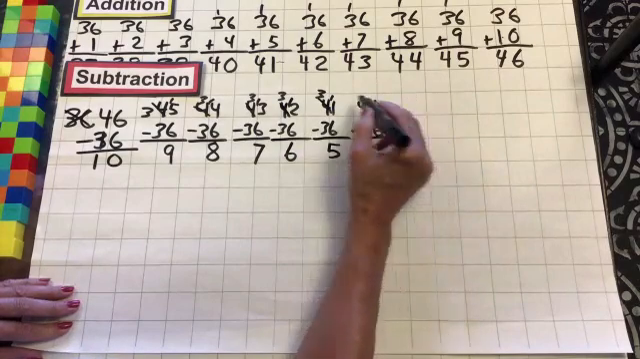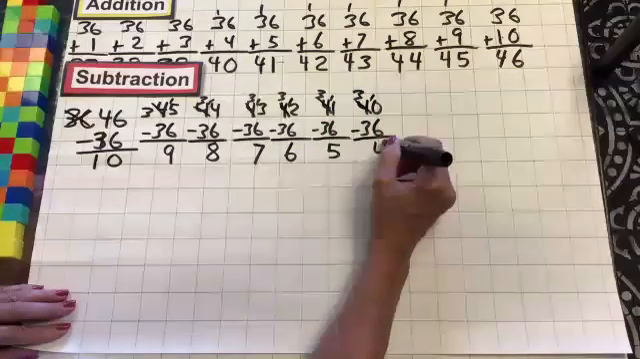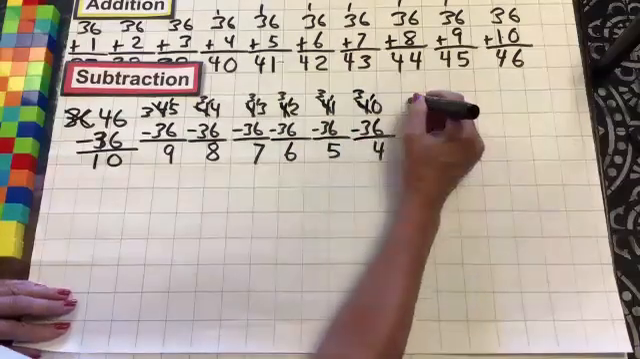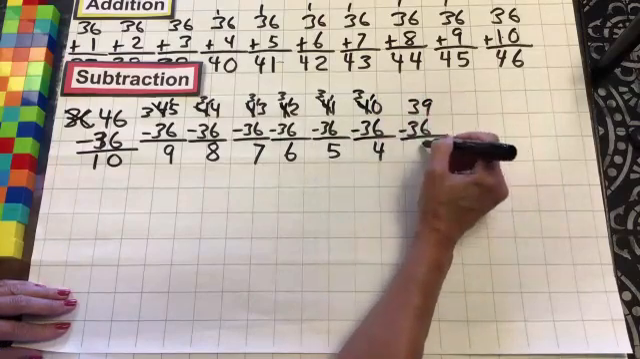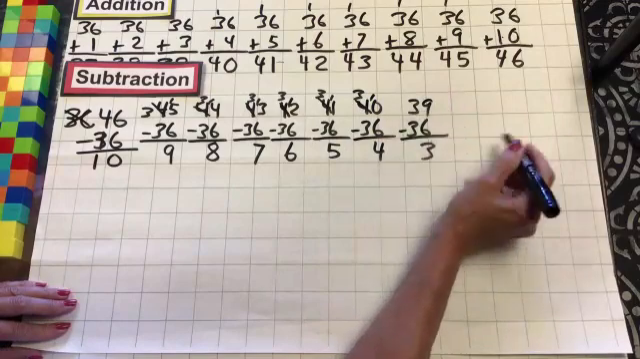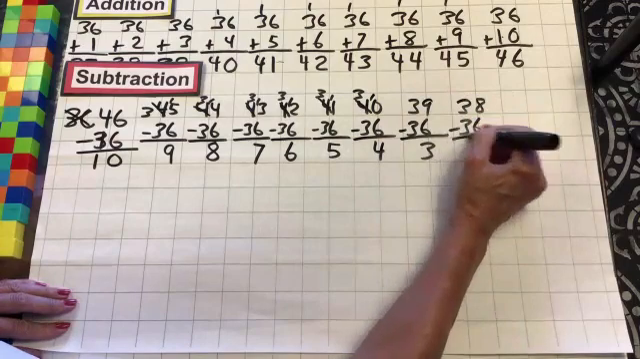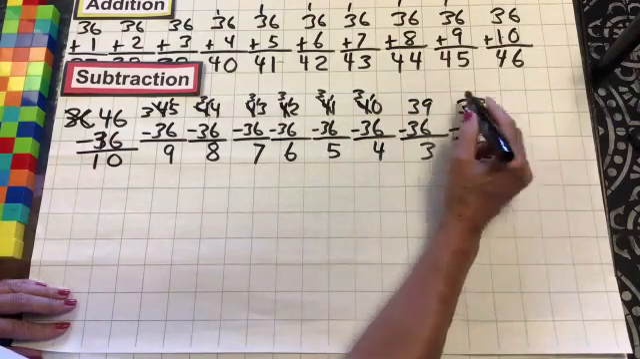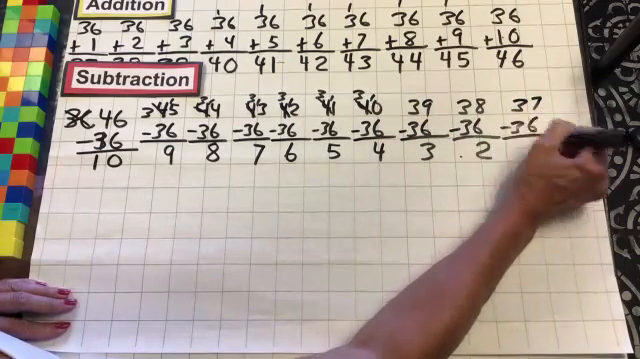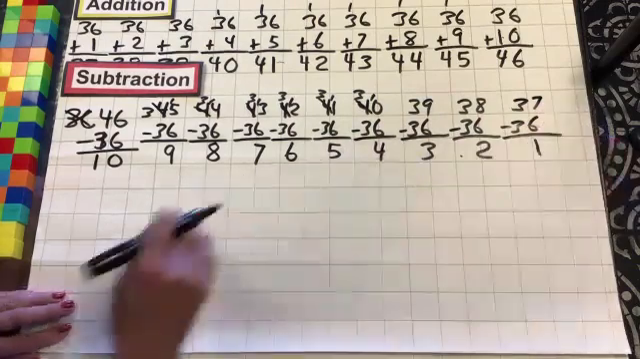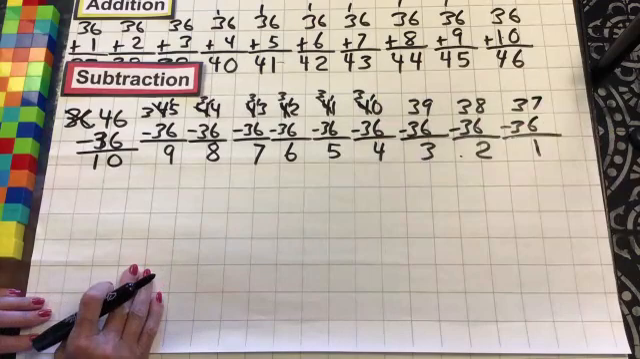Can't take 6 from 0, borrow from the 4, leaving 3, make that 10. 10 minus 6 is 4. 3 minus 3, nothing. 39 minus 36. 9 minus 6 is 3. 3 minus 3, nothing. 38 minus 36. 8 minus 6 is 2. 3 minus 3, nothing. 37 minus 36. 7 minus 6 is 1. 3 minus 3 is nothing. Woo! Done with our subtraction.